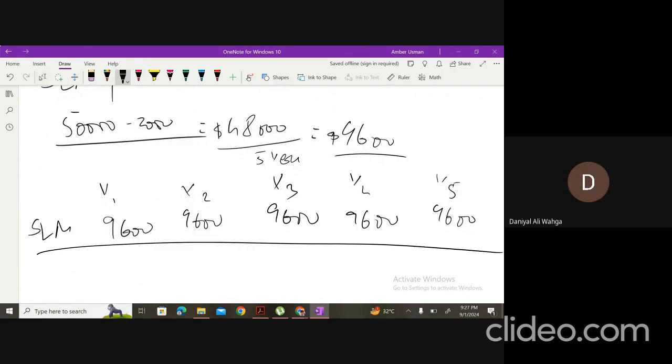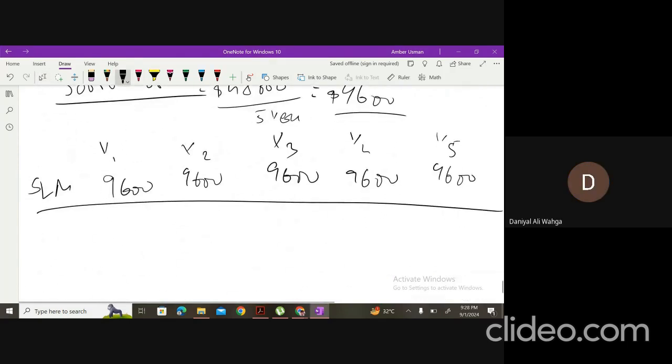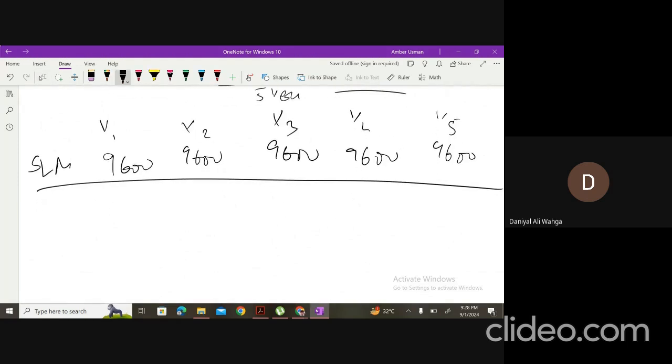Again, let's consider the same scenario, but for the number of units produced method. So what we're going to do is, total produced over the 5 years: 48,000, this is the depreciable amount, divided by 5,000 units. So what is the depreciation per unit? Can you tell me? 48,000 divided by 5,000 units. 9.6, sir. 9.6 per unit is the depreciation per unit.